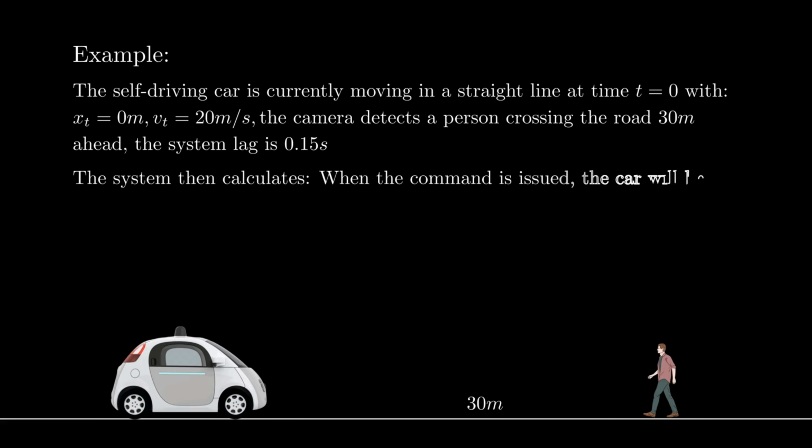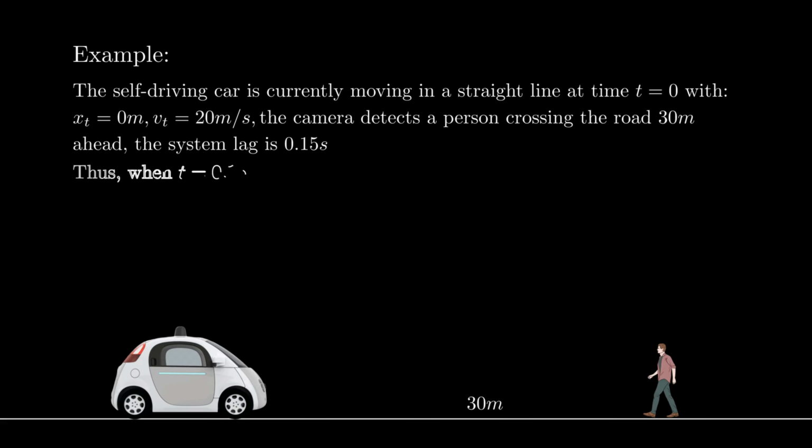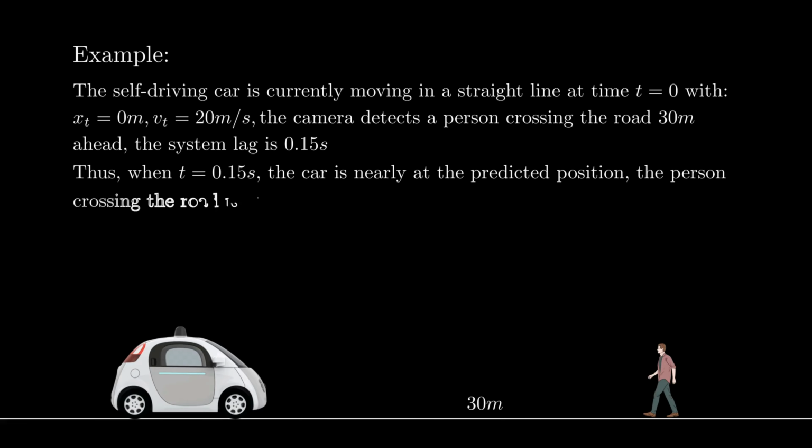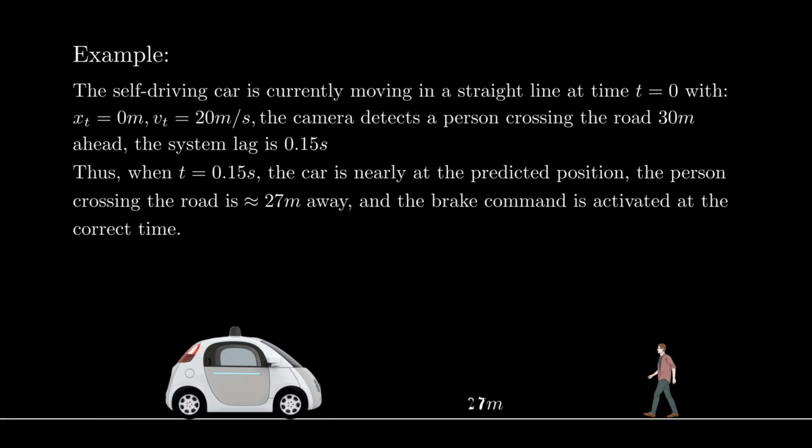The system then calculates that when the command is issued, the car will be at position 3. But the actual remaining distance when t equals 0.15 seconds is 27, meaning that the decision to brake immediately is based on 27 meters. Thus, when t equals 0.15 seconds, the car is nearly at that position. The person crossing the road is nearly 27 meters away, and the brake command is activated at the correct time.